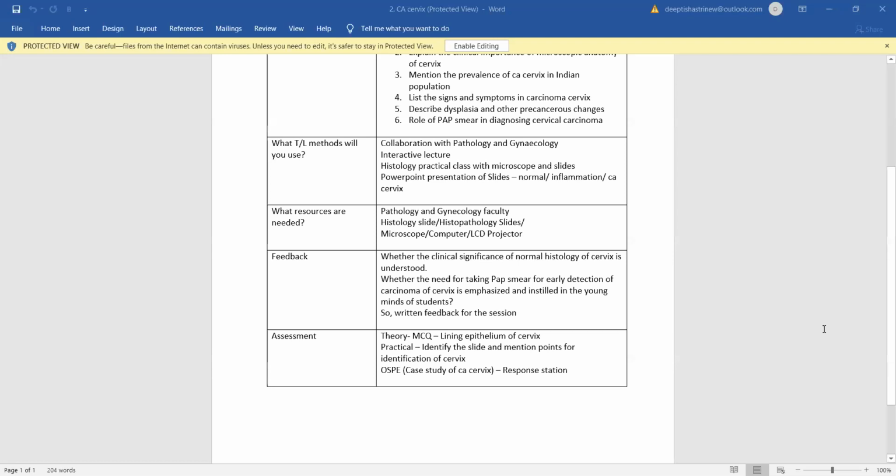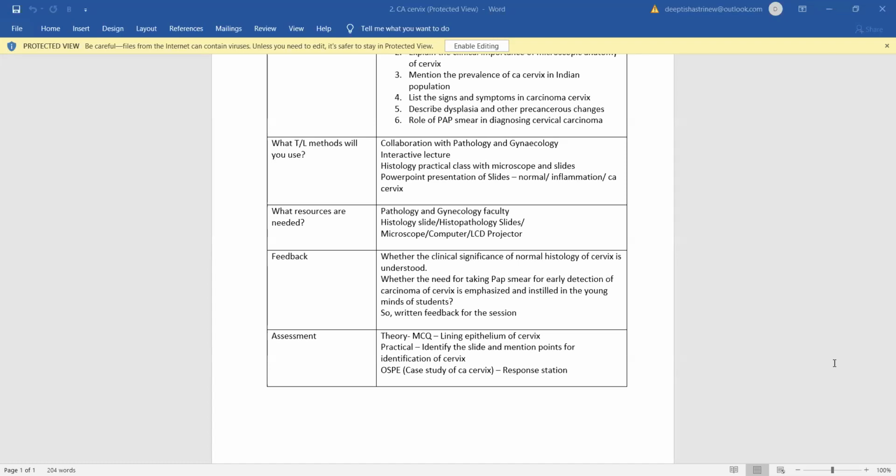So accordingly, the resources needed are the pathology and gynecology faculty, then histology slide, histopathology slide, microscope, computer, and LCD projector. So feedback that we are expecting from students are whether the clinical significance of normal histology of cervix is understood, whether the need for taking pap smear for early detection of carcinoma of cervix is emphasized and instilled in the young minds of students. So a written feedback for the session will be taken.